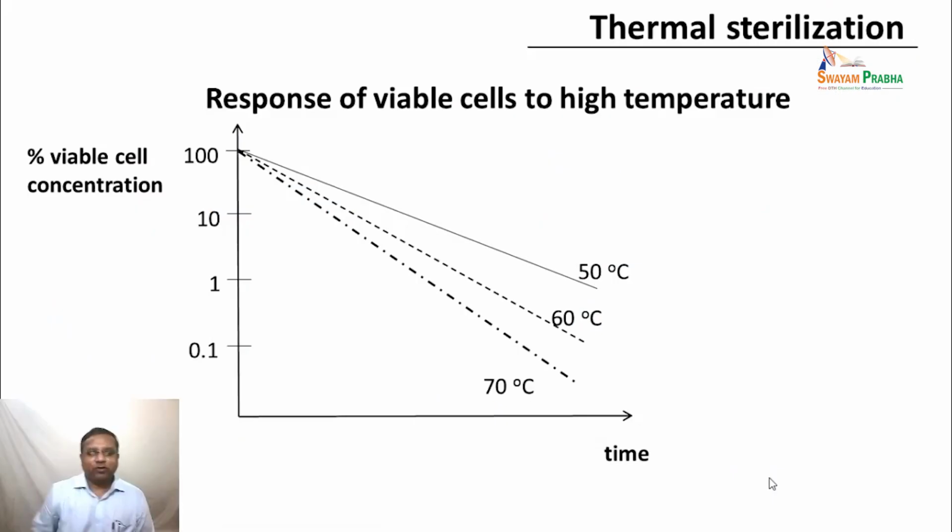This is what we saw, the thermal sterilization, the response of viable cells to high temperature. We have on the y-axis the percent viable cell concentration on a log scale versus time on the x-axis, and the relationship is linear when this is on a log scale. Also, we said that the slope of the decrease increases as the temperature increases. This is the kind of response that we were trying to analyze.